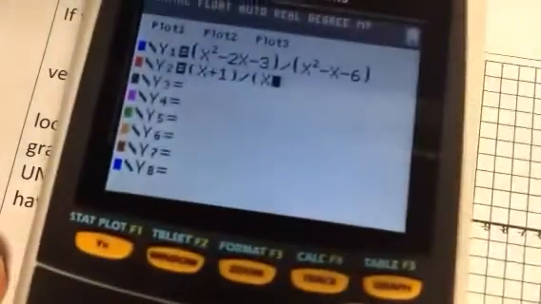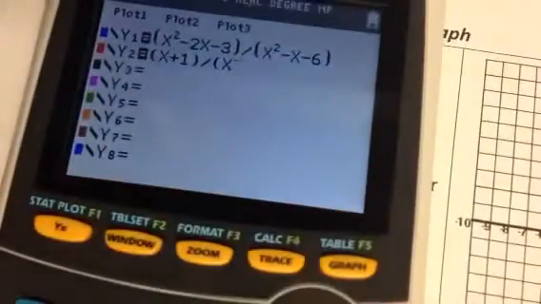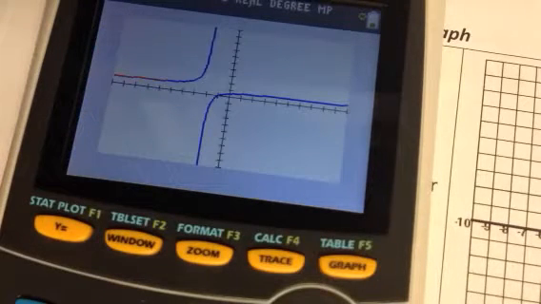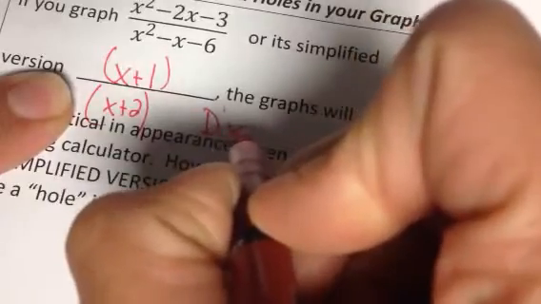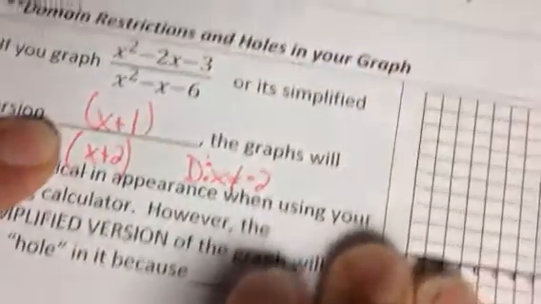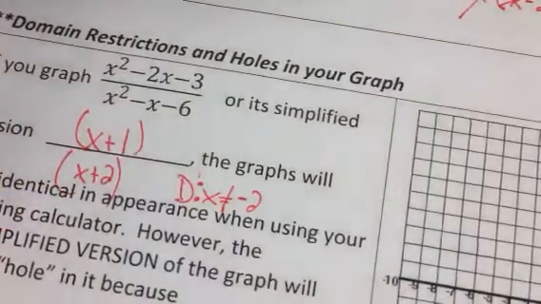Oh, I know it's taking a while, sorry. And I'm going to graph it. So you're going to see the red going over the blue. And they look exactly the same. But there is actually a big difference between these two. Because if you just looked at this graph, you would say, well, in the domain, x could never be negative 2. Okay?